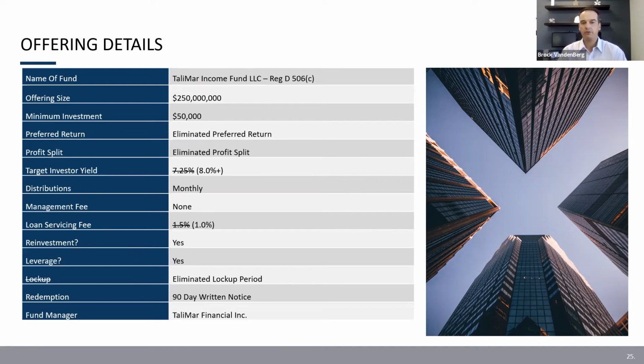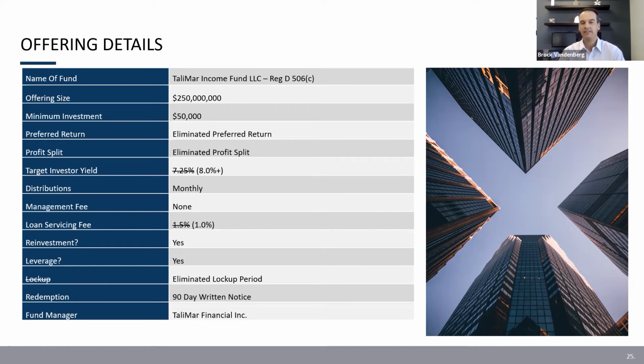The lockup. We do not have any lockup period in the fund. We did have a 12-month lockup period, but we're a relatively liquid fund, and so we've eliminated that lockup period. A redemption period. So once you've requested a withdrawal, that's a 90-day written notice, and we have up to 90 days to distribute those funds back to you.